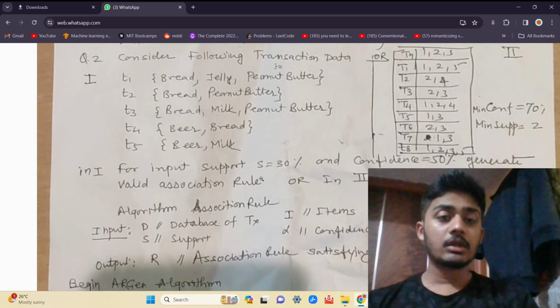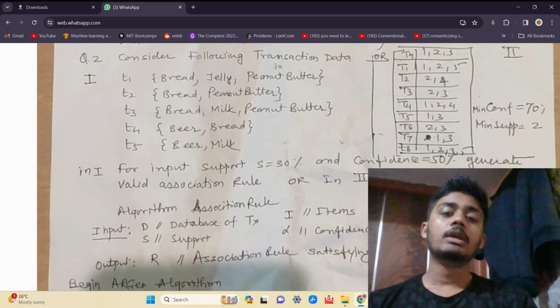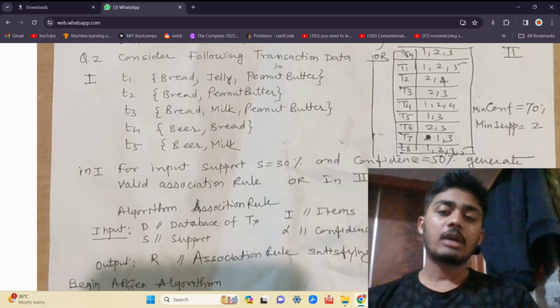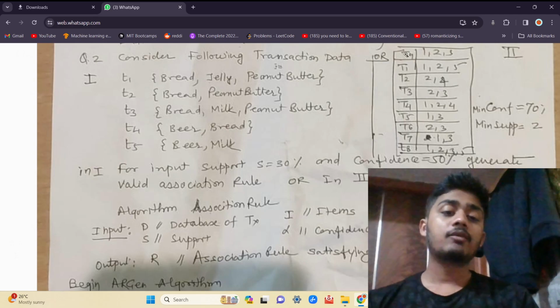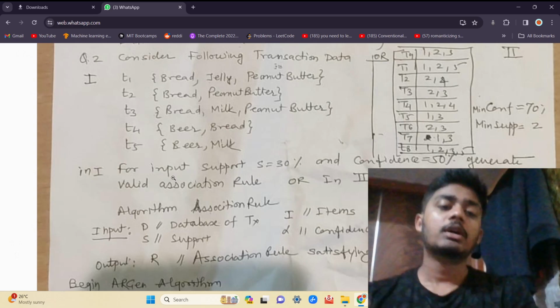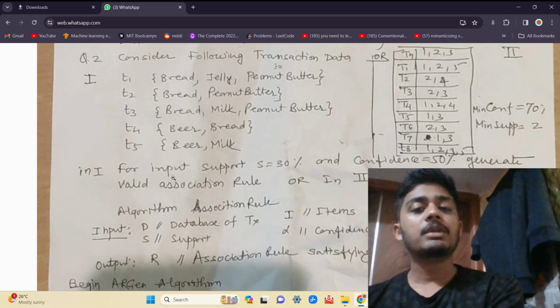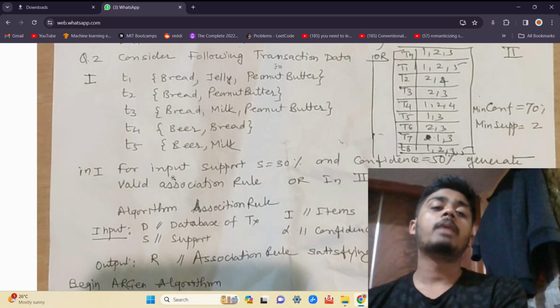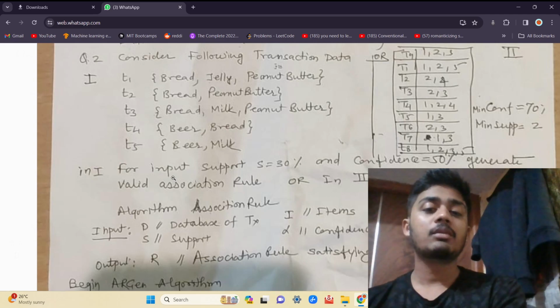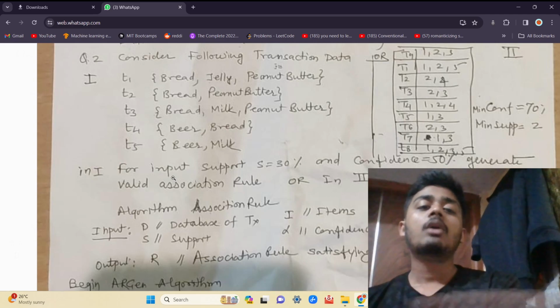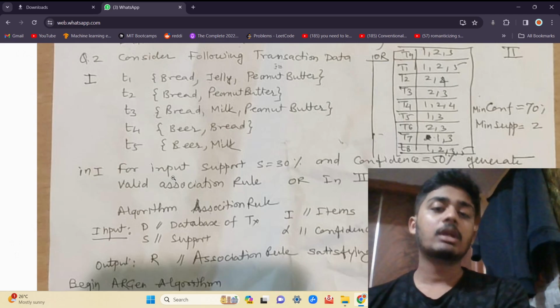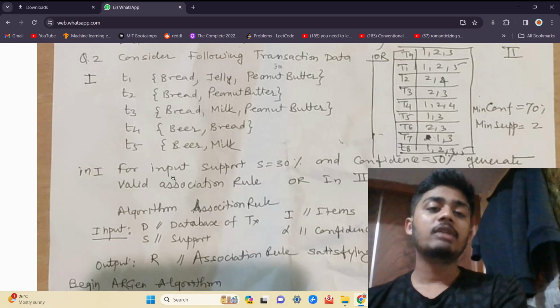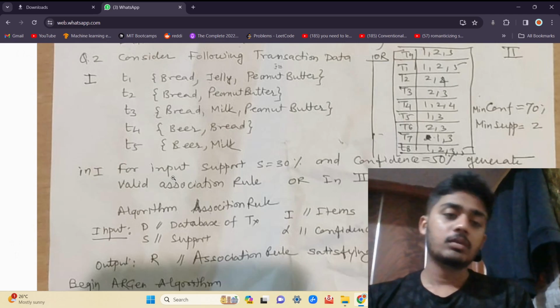Now the second question has given a data set with transaction values, and here we have to find out the valid association rule. For example, here it is given like bread, jelly, peanut butter. So we have to find out a rule whether if a particular bread is taken, then what is the chance that peanut butter, jelly, or milk and any product will also be taken or associated with it, and what is the probability for that, so that we can make a rule to that.